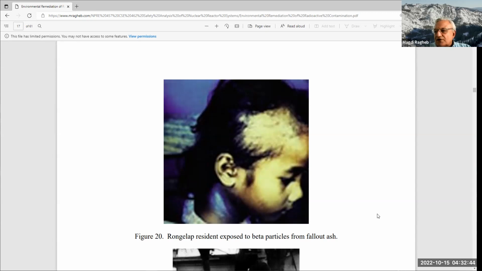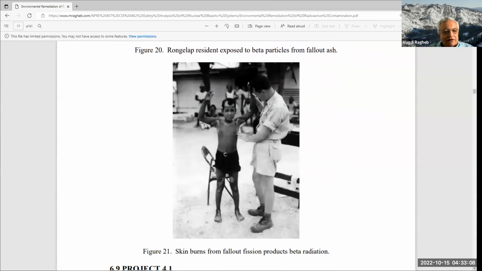And this is one young Rongelap, one of the islands there, that was exposed to the fallout. The fallout would look almost like snow falling from the sky. That little young kid survived, he didn't die, but you could see that the beta particles burned his scalp here. And that's the reason why they were relocated out of the island.